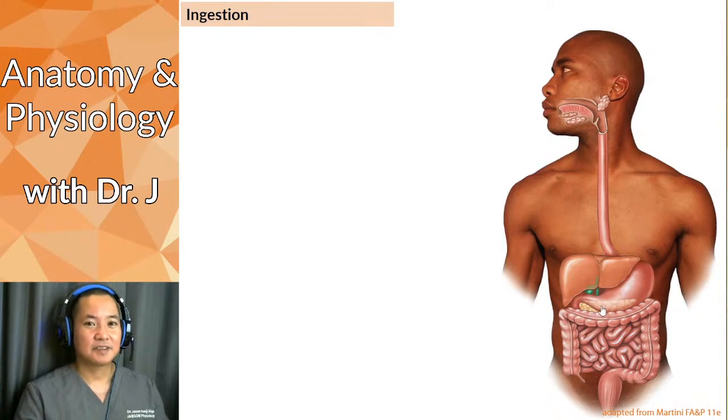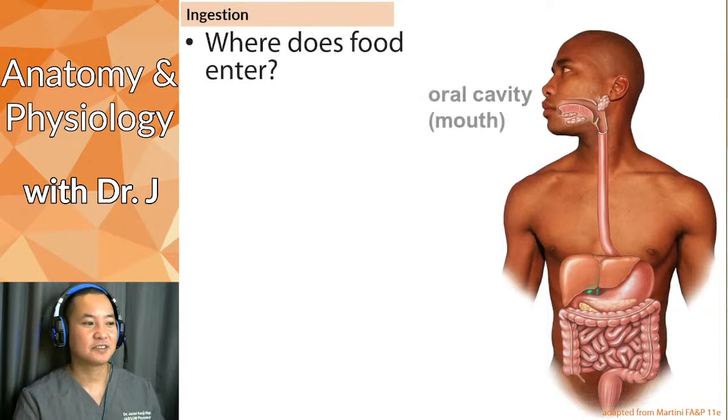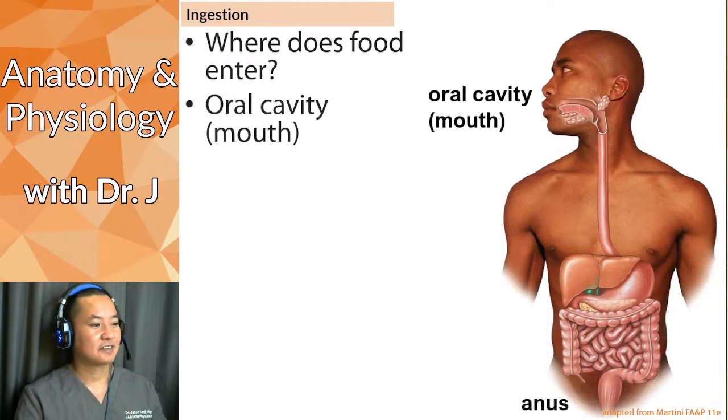Okay, so let's talk about ingestion. So ingestion is the first step of digesting your food because now you're taking food and introducing it to your GI tract. And where does it enter? It enters through the mouth. Now, the oral cavity is sometimes used synonymously with the mouth, and it's just referring to this entire structure overall before you reach the pharynx.